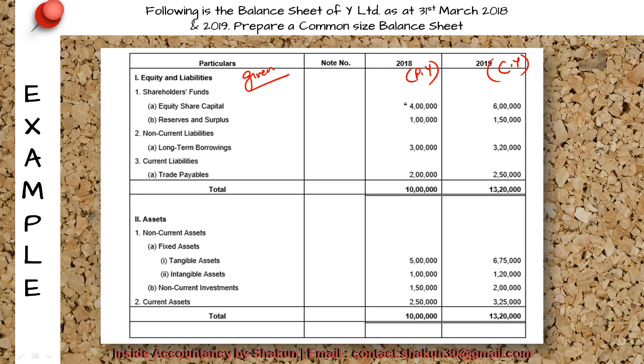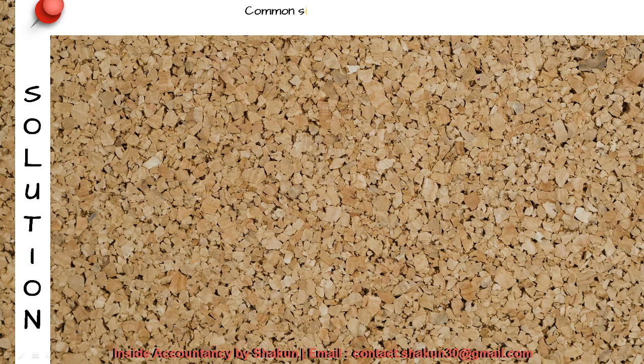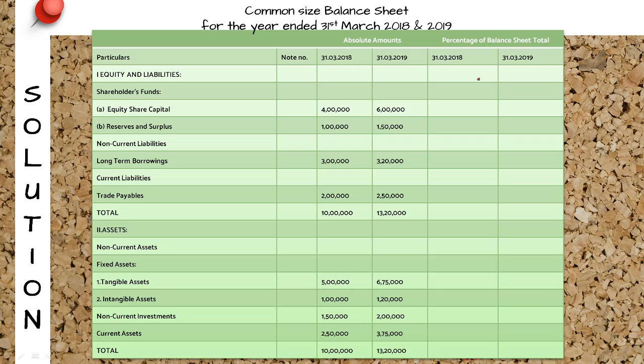So we are just going to copy this column and the previous year and the current year columns. Then we'll calculate the percentage changes. So now let's have a look at the format, how we are required to do the solution. So this is the common size balance sheet. What I've done is, particulars, since it was given to me, I've simply copied. Again, the previous year was given to me and the current year was given to me. So I have only copied all these amounts here in my format.